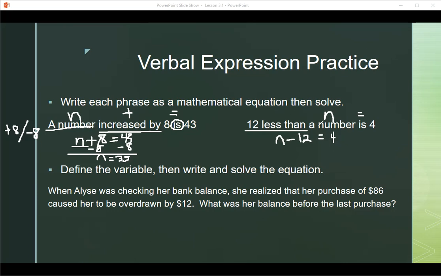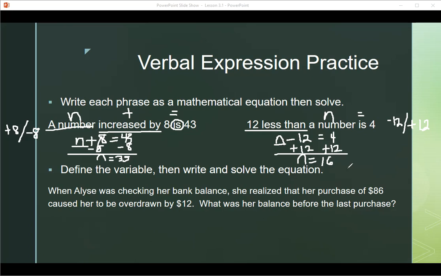And if you say, what's happening to your n? You're subtracting 12. So to undo it, you're going to add 12 to both sides. Add 12 here and also add 12 here. That will give me n. It's going to be equal to 16.